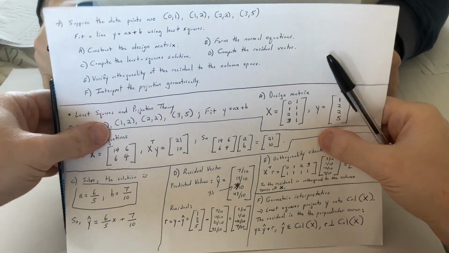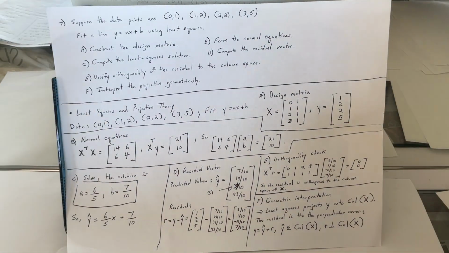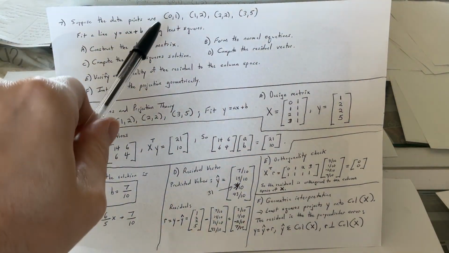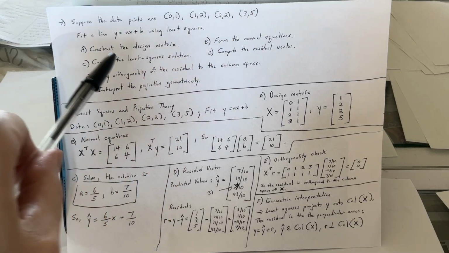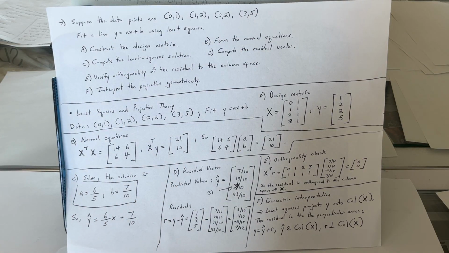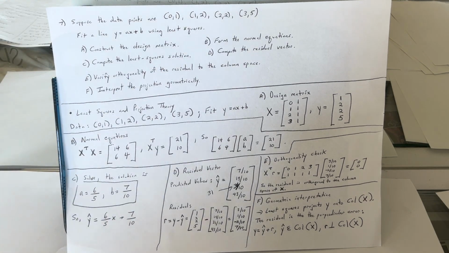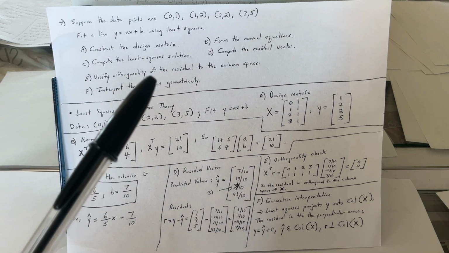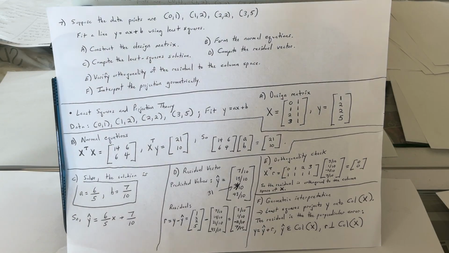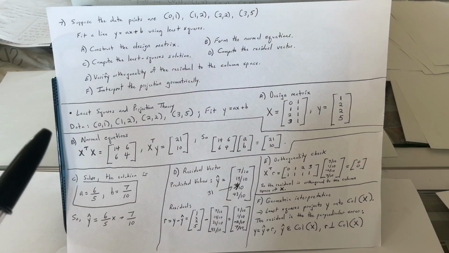Okay, so number 7 here, we're given the following data points: 0, 1, 1, 2, 2, 2, 3, 5. Fit a line y equals ax plus b using least squares. So just going through A through F here: construct the design matrix, form the normal equations, compute the least squares solution, compute the residual vector, verify orthogonality of the residual to the column space, and interpret the projection geometrically. So this is least squares and projection theory.